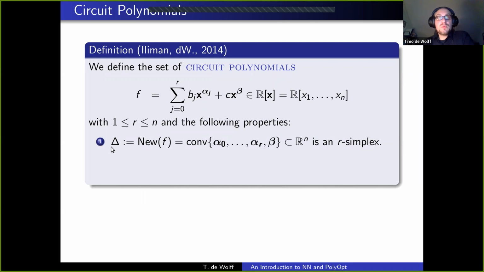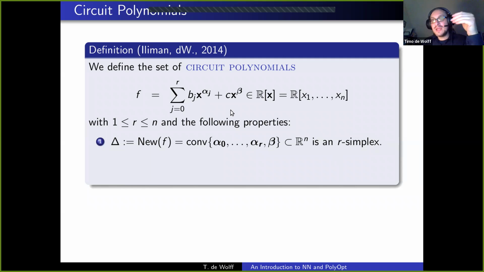The first condition is that we want to investigate the Newton polytope of this thing. The Newton polytope is the polytope that I obtain by taking the convex hull of the exponents. So it's r plus 2 many exponents that I have, because I have r plus 2 many terms. And I want that this Newton polytope is an r-simplex. If r is confusing you, then just think of r as being equal to n. So essentially, the Newton polytope is an r-dimensional polytope, and I have r plus 2 many terms. It's the easiest structure I can have in terms of a Newton polytope.